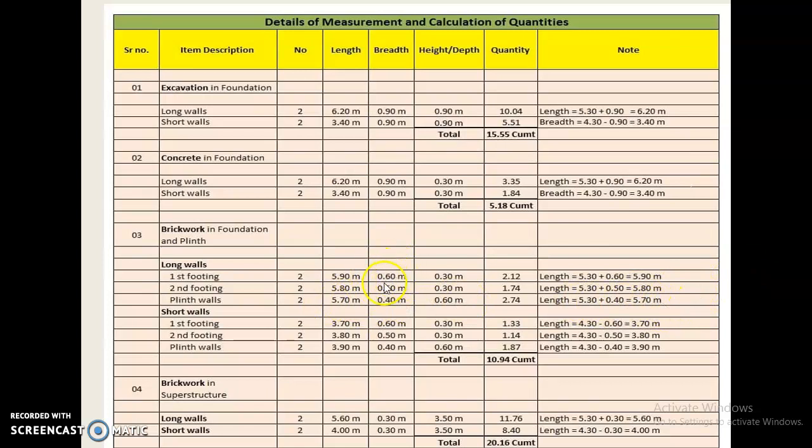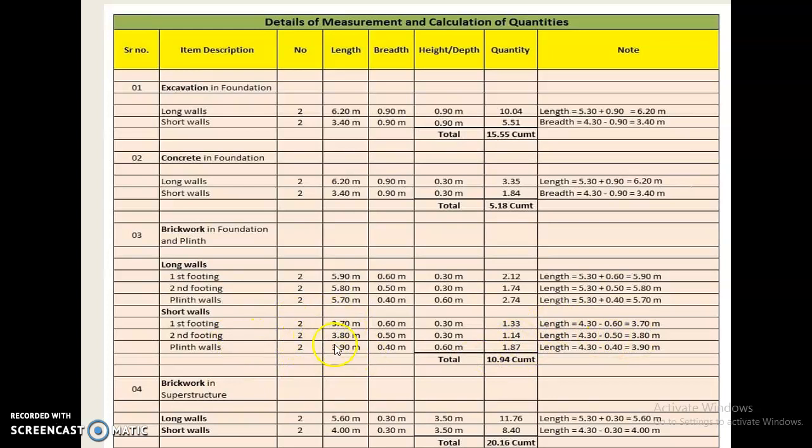And note down the width of the item of work. For first footing 0.6, second footing 0.5, and the plinth or basement is 0.4. See the depth in the section, there is 0.3, 0.3, 0.6 given. Don't go for adding the total of this quantity, because we again have 6 more short walls, that is for first footing, second footing, and the plinth wall. Again, all those walls are 2 numbers.